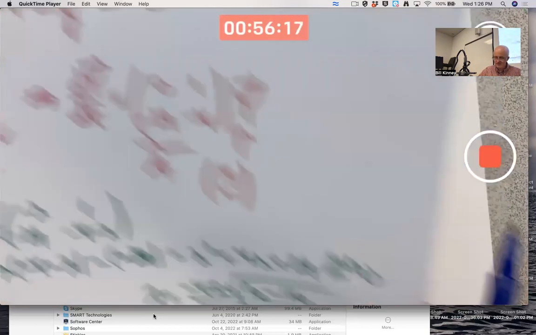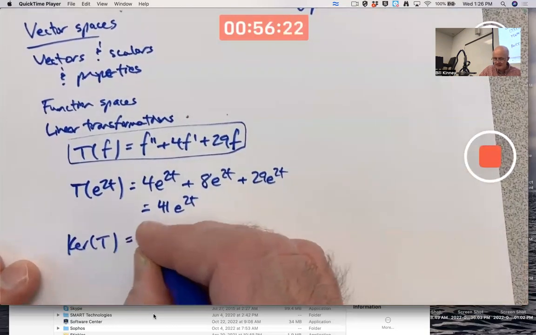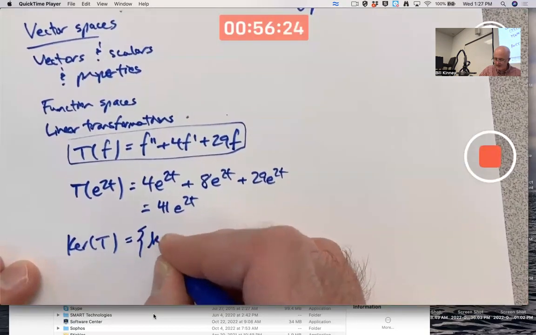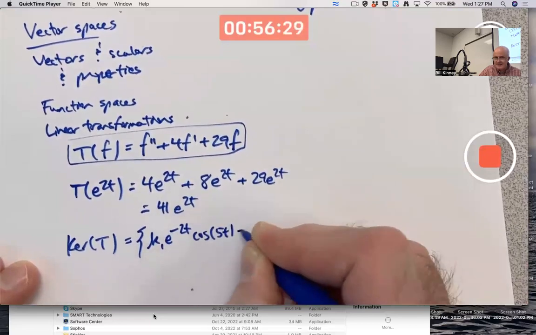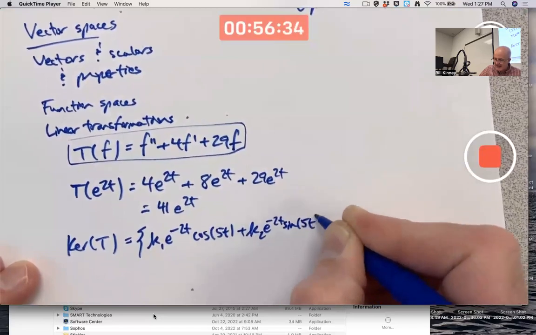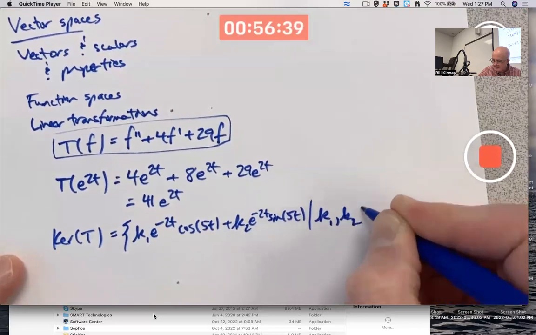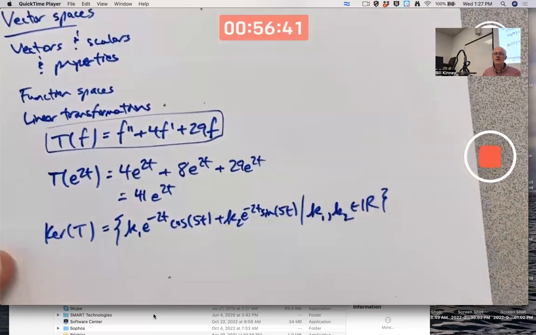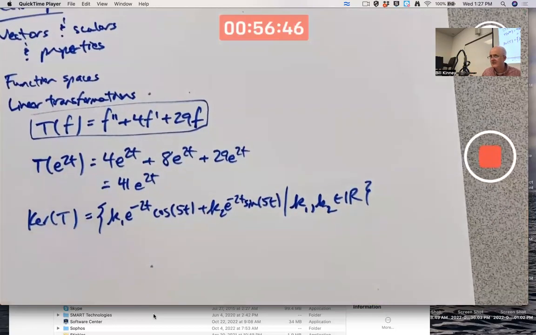The kernel of T here is the set of all functions of the form k1 e to the negative 2t cos 5t plus k2 e to the negative 2t sine 5t, as k1 and k2 vary over all real numbers. Scalar solution set because it's a scalar differential equation. It's related to the vector one we did 20 minutes ago, but it is different.